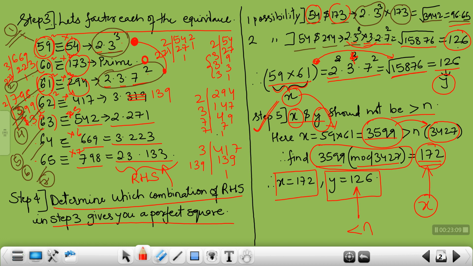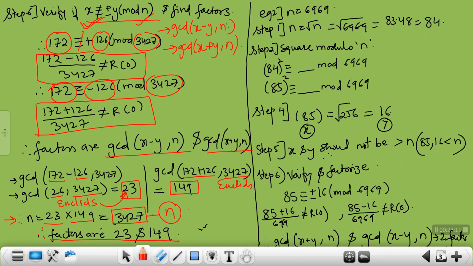Now I got x and y, and I have to go to step number 3. In step number 3, I need to verify the condition that x should not be congruent to plus or minus y mod n. So I directly substitute: this is x congruent to plus y mod n, and this is x congruent to minus y mod n. Both of them are not congruent, we are not getting a remainder as 0. That's why we satisfy the condition.